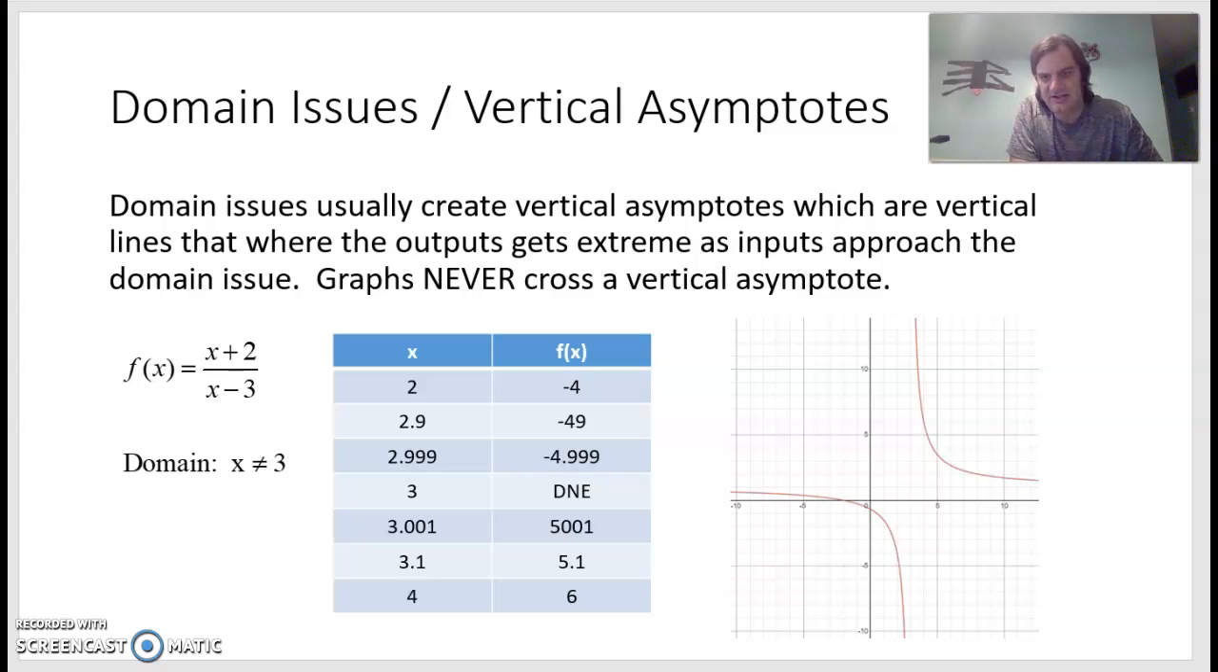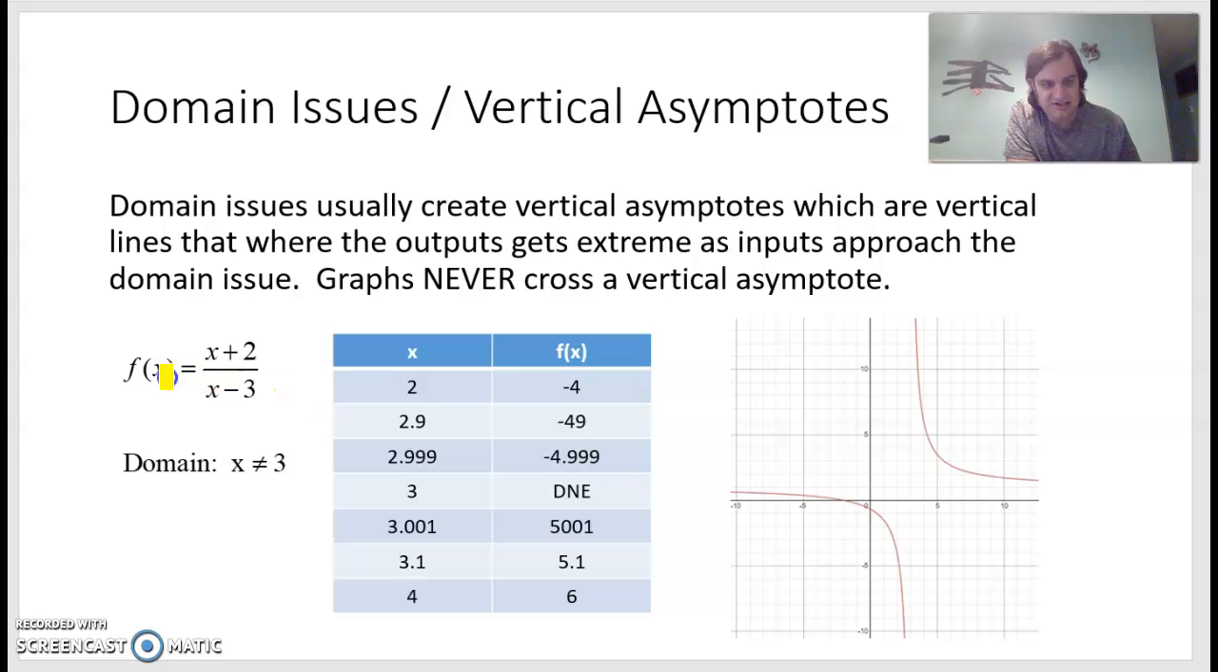We want to talk about these domain issues and how they impact the behavior of the graph. So the one thing we're going to talk about with these domain issues is vertical asymptotes. So I've got here that domain issues usually create vertical asymptotes, which are vertical lines where the outputs get extreme as the inputs approach the domain issue. And I also have here that graphs never cross a vertical asymptote. That's a little piece of pro information there.